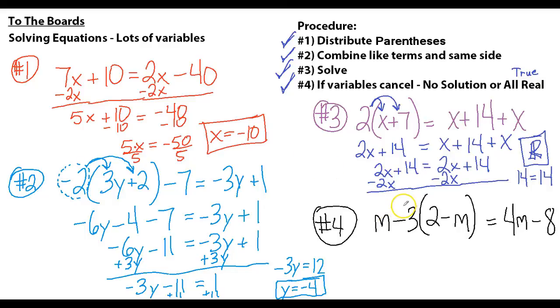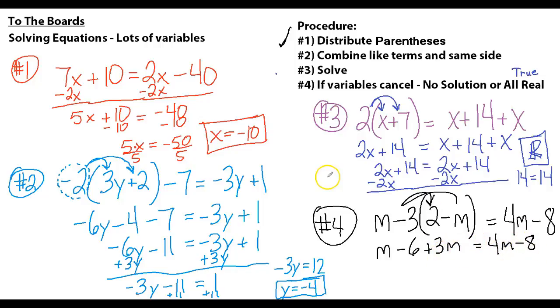Number 4. Step 1, we're going to have to distribute into the parentheses. We're going to take this negative 3 into the parentheses. So I get m, and when I take that in, I get minus 6 plus 3m equals 4m minus 8. Let's go ahead and combine our like terms. M plus 3m, that's 4m minus 6 equals 4m minus 8.